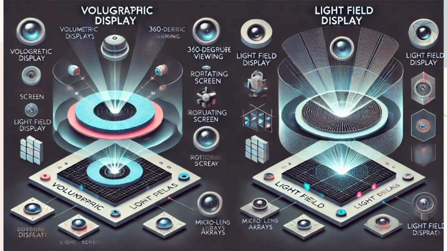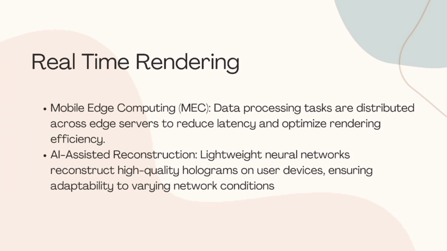Light field displays use micro lenses or layered screens to reproduce the captured light rays. The reconstructed light rays behave exactly as they would in the real world, creating depth perception. Since the display reconstructs the light field, viewers can see the scene from different perspectives depending on their position, just as they would with a real object.